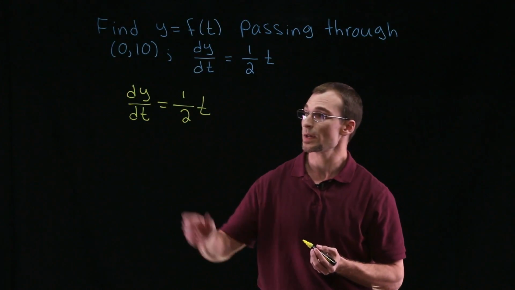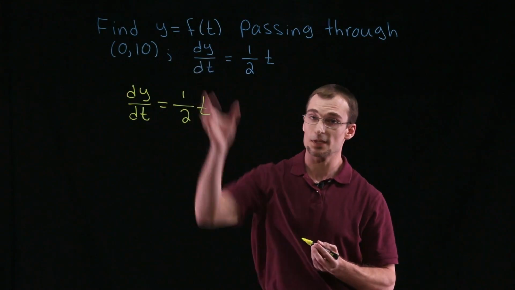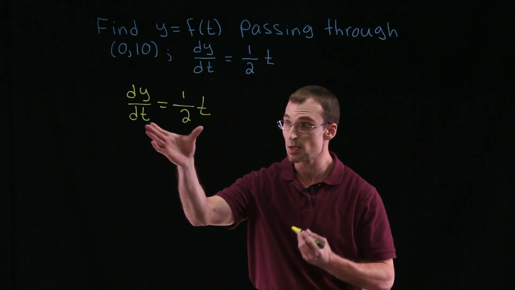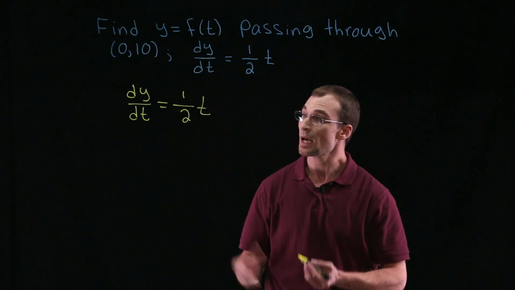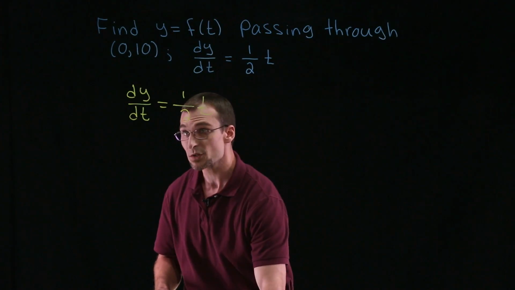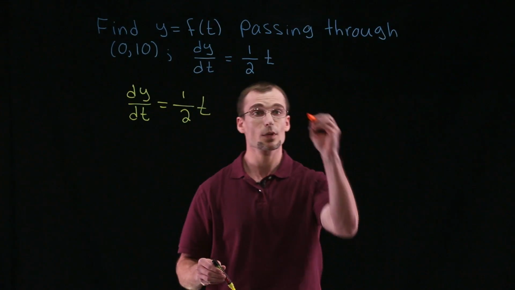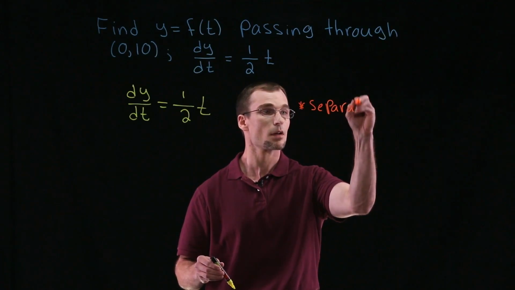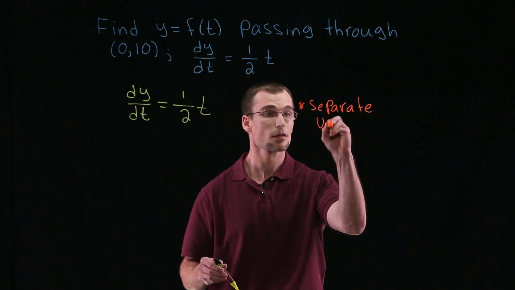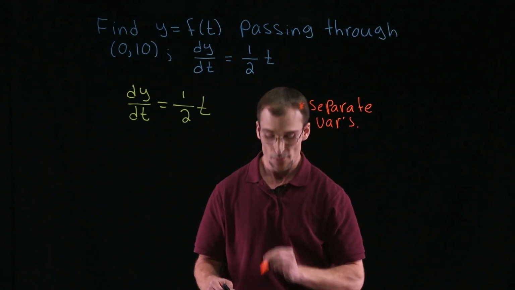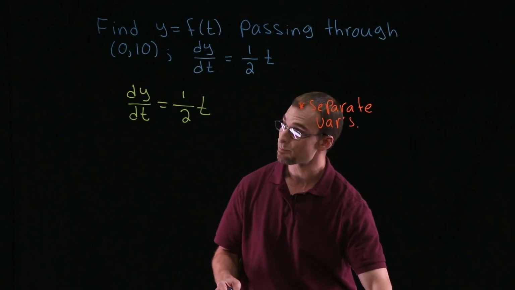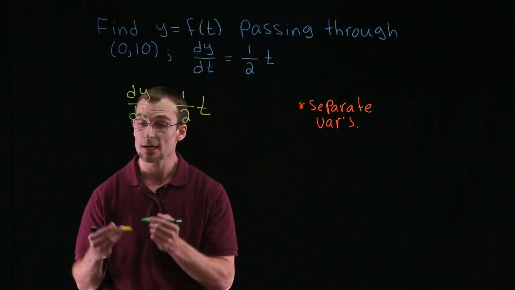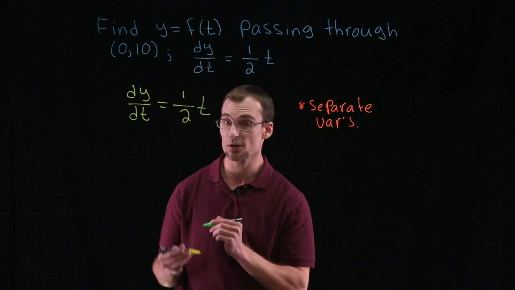Now again, what we're trying to do is find the function y equals f of t, at least in the general form, such that if we took the derivative of it, we get the differential equation dy/dt equals 1/2 t. So how do we start with this? Well, starting to solve a differential equation, the first thing we're going to do, if you remember, is separate our variables. And by separating our variables, what we mean is we're going to take all terms with either a y and a dy on one side, and all terms with either a t or dt on the other side.